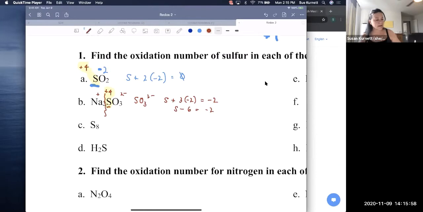Okay, here we have an element. And in an element, the oxidation state is 0. Here I have a covalent compound, but I can kind of separate it into 2 hydrogens and a sulfide. Or I could say 2 +1's, 2 hydrogens, and a sulfur adds up to the overall charge, which is 0. Sulfur plus 2 equals 0. Sulfur must be -2.